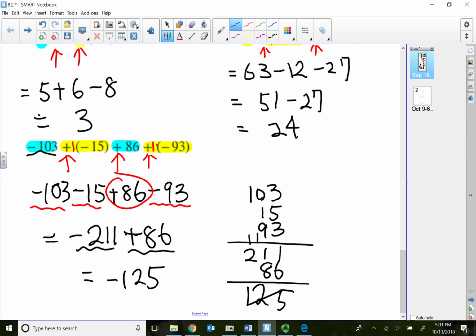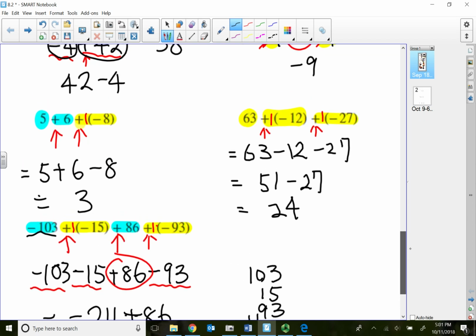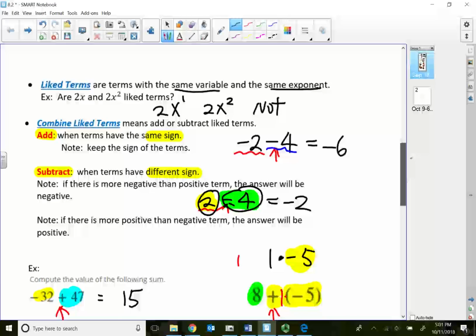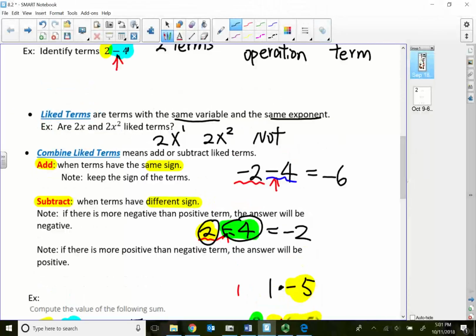Just remember now, every term can only have one sign. When every term only has one sign, we can easily know whether we need to add them or subtract them based on whether they have the same sign or a different sign.